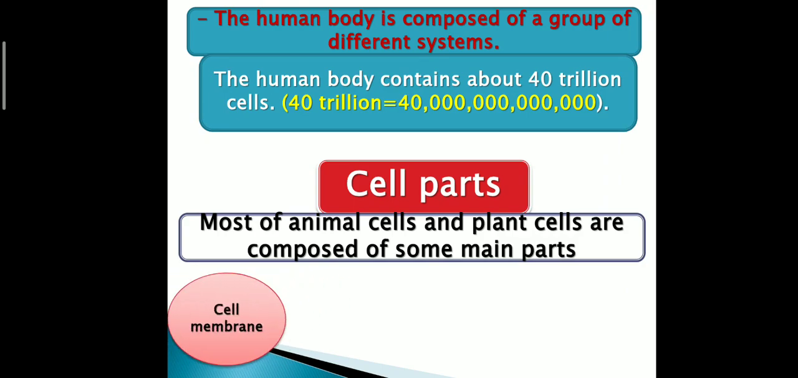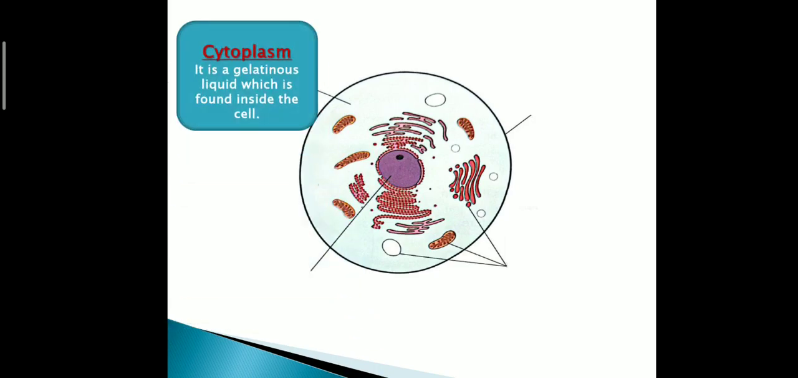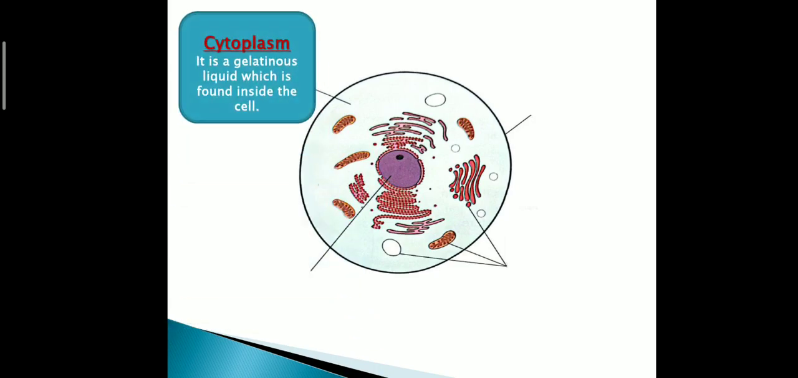Cell membrane, cytoplasm, nucleus, and organelles. So, the main parts common between animal cells and plant cells are cell membrane, cytoplasm, nucleus, and organelles. At first, we will talk about cytoplasm.